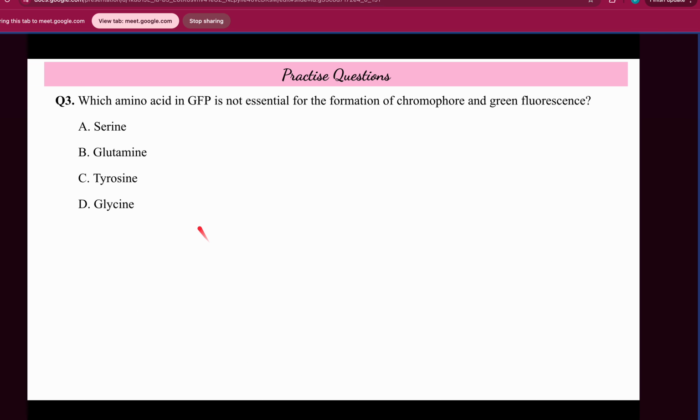Now question number 3 is which amino acid in green fluorescent protein is not essential for the formation of chromophore and green fluorescence? Option A is serine, option B is glutamine, option C is tyrosine, and option D is glycine. When we were talking about green fluorescent protein, we have seen that there are three characteristic amino acids which form the chromophore. By modifying them, we can enhance the intensity of GFP or other things, but those three amino acids were fixed. So now you have to tell the one which is not essential.